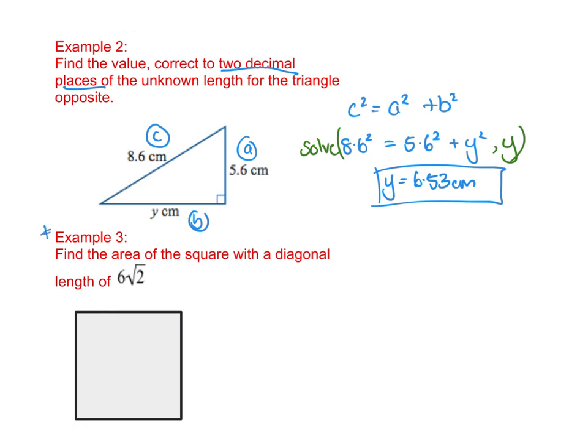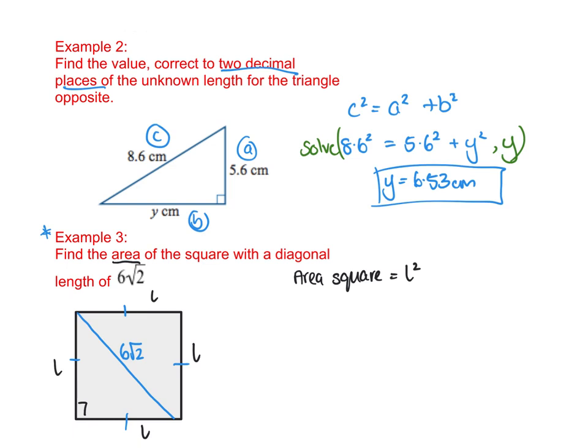Now this one down here, they didn't have the diagram, but I've quickly drawn one in there. It says find the area of a square with a diagonal length of 6 root 2. So if this is a square, the sides are all the same, and what they're saying is this diagonal length is 6 root 2. We need to find the area of the square. Remember, area of a square is the length squared. So this side L is what we need to find. So you can use Pythagoras.